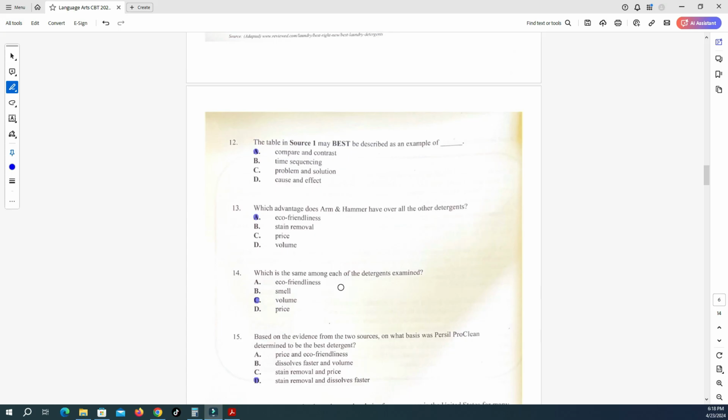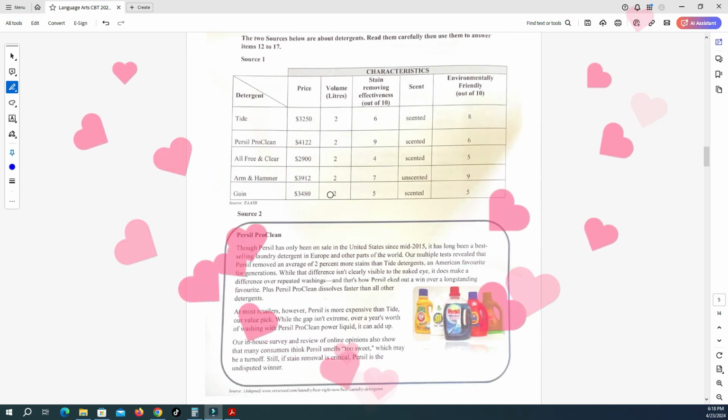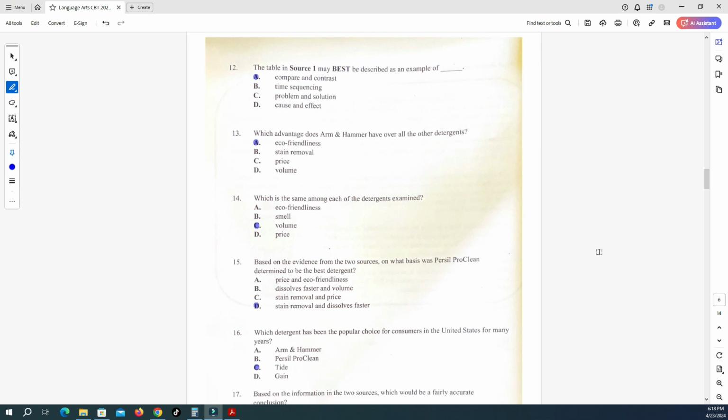Number 14, which is the same among each of the detergents examined? Volume, definitely. Volume is 2 for everything. It's 2 liters. Let's move on.